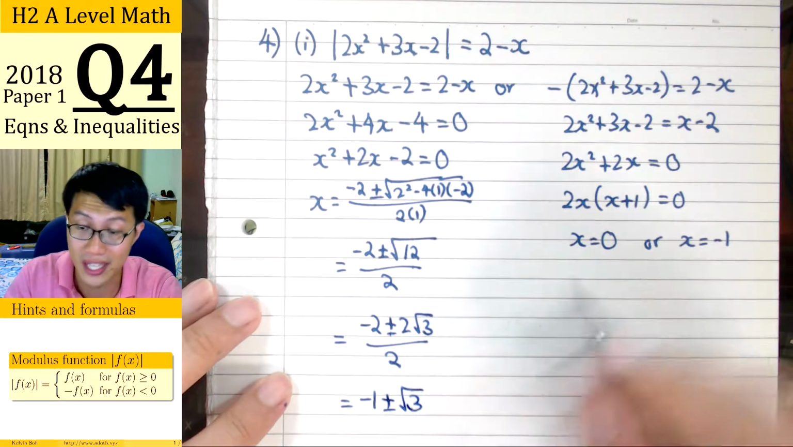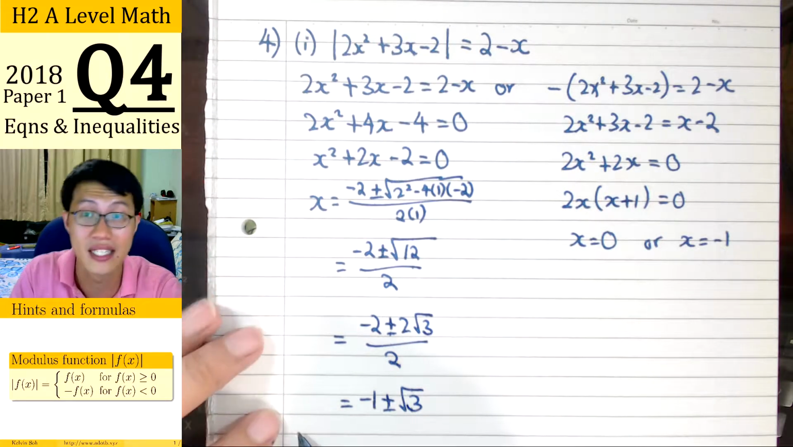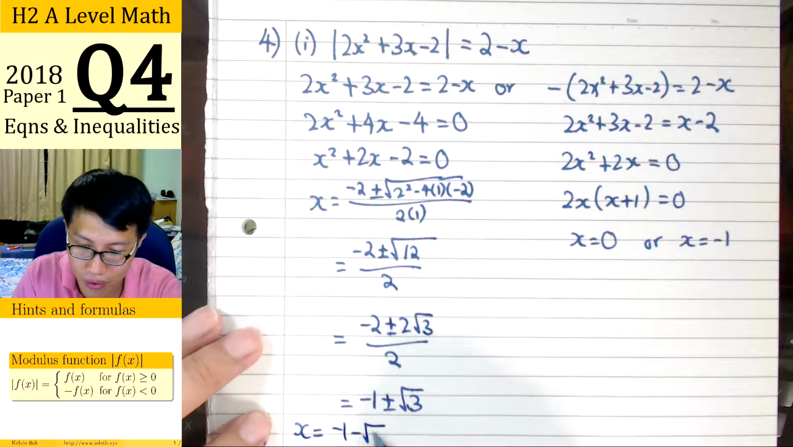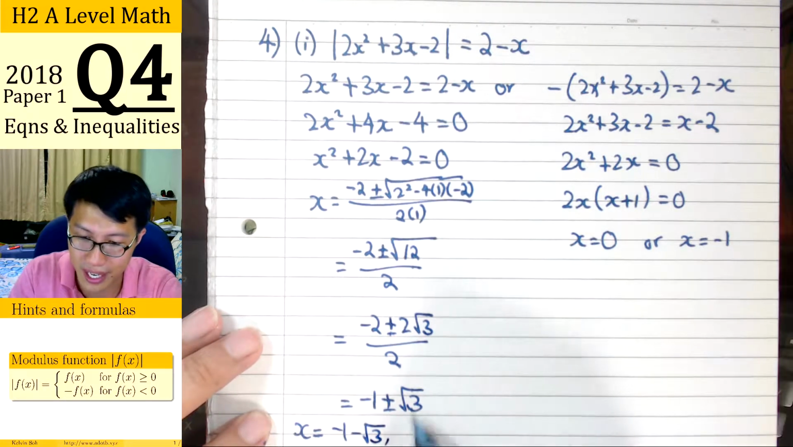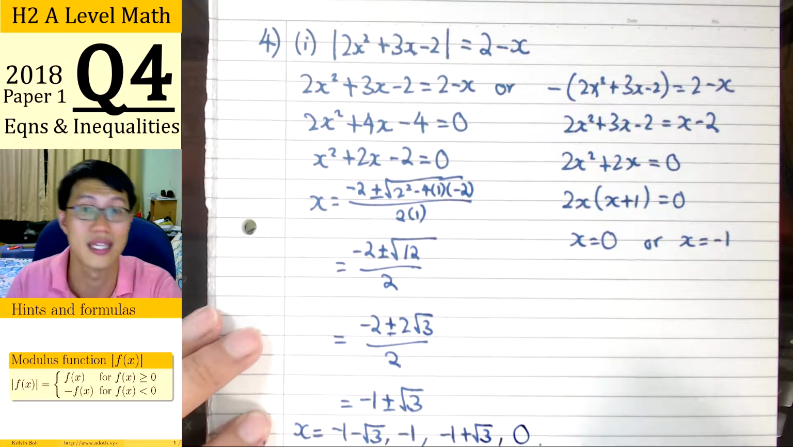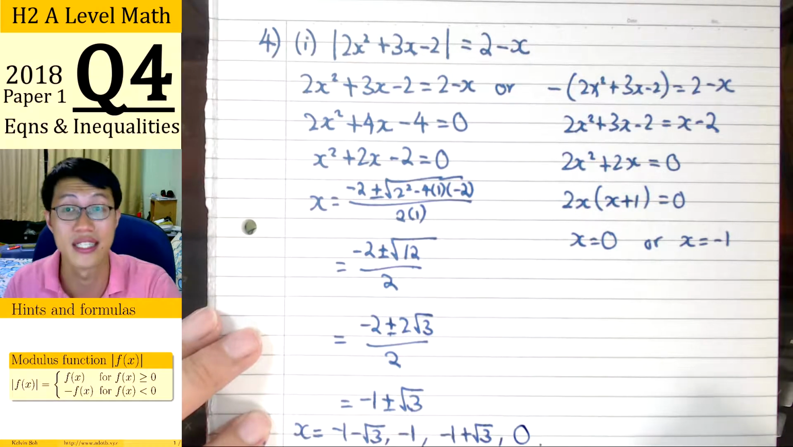So we have 4 answers. So our final answers are x equals, the smallest answer is minus 1 minus square root 3. The next answer is minus 1. The next answer is minus 1 plus square root 3. And then we have 0 as the last answer. So these are the 4 answers to our equation.